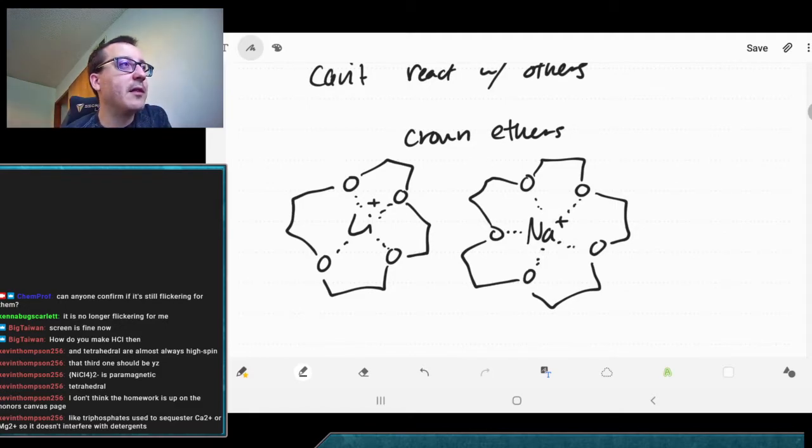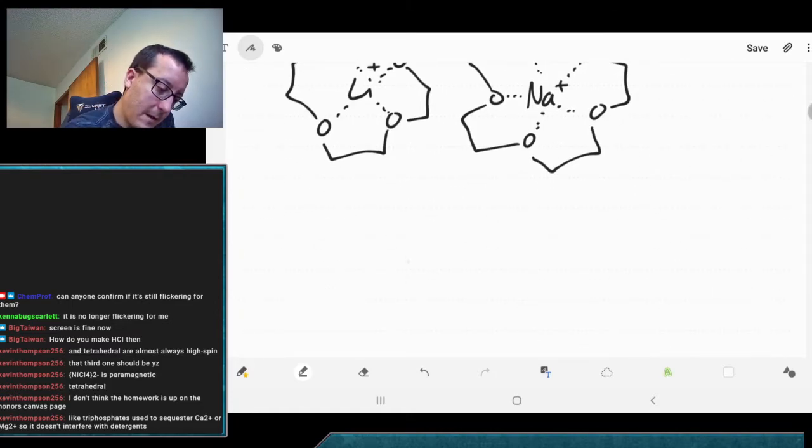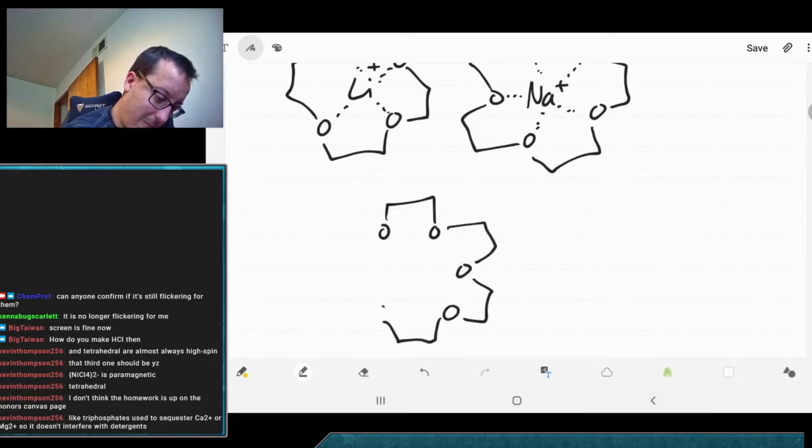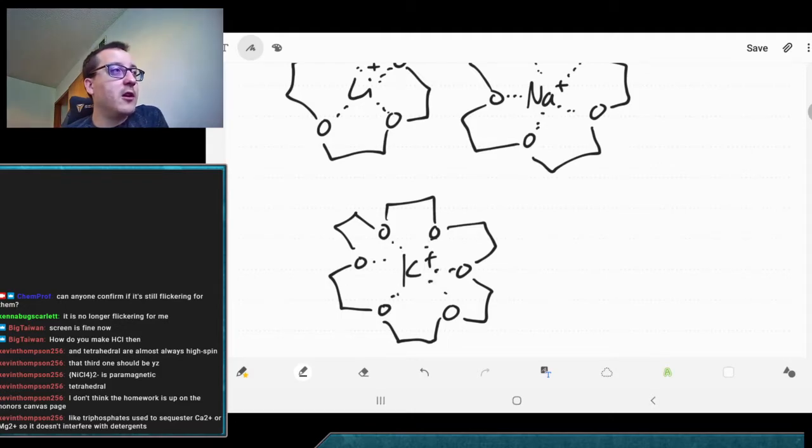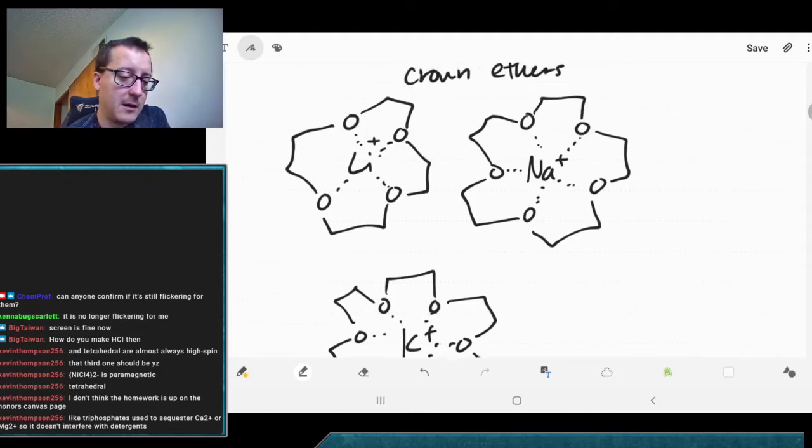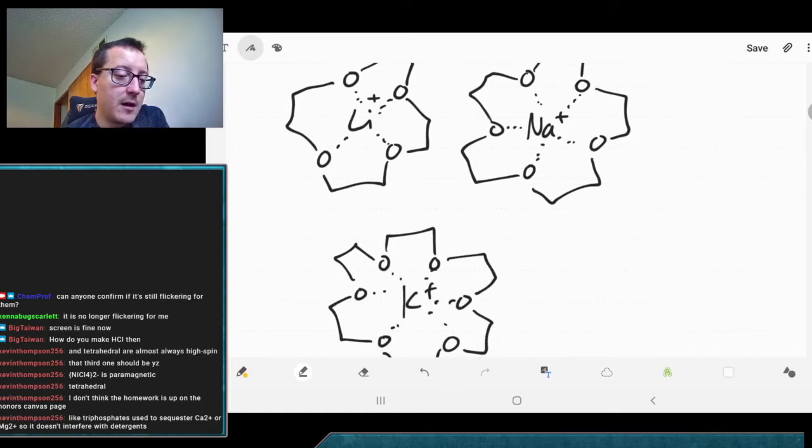Where these lines I'm drawing are carbons. And then the one with 6 of them, it's for potassium. These crown ethers actually won the Nobel Prize, I don't know, about 20 years ago or so, because for the longest time they could not sequester alkali metals.